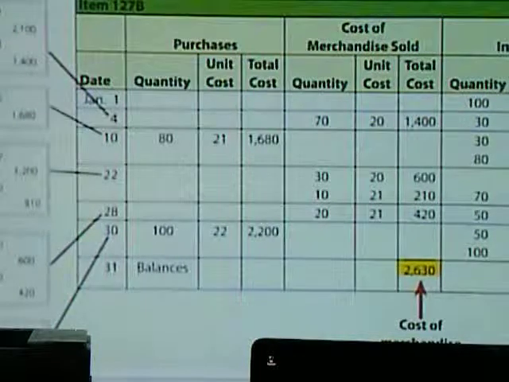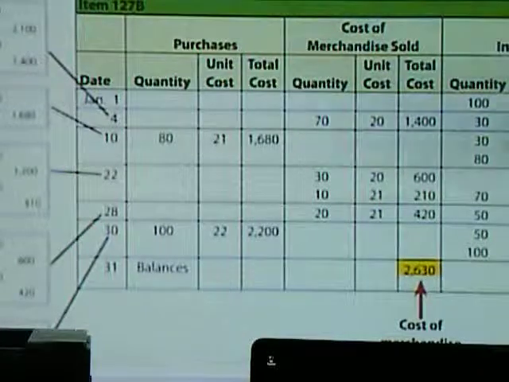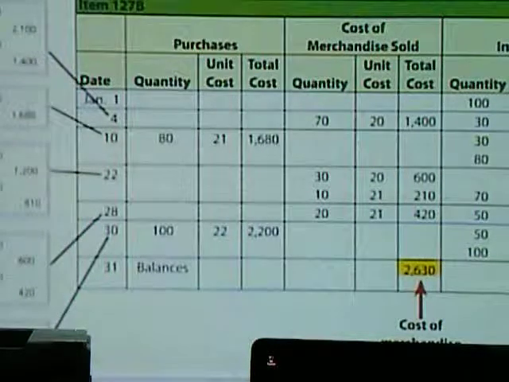On January 4th, and I'm getting this information from the top of page 316, we sold 70 units at a price of $30 apiece. The sales price is not that important to me right now. What I'm trying to determine is my cost of merchandise sold and my ending inventory. The actual sales price of $30 per unit is important for recording a sales transaction, but for recording cost of merchandise sold, not that important.